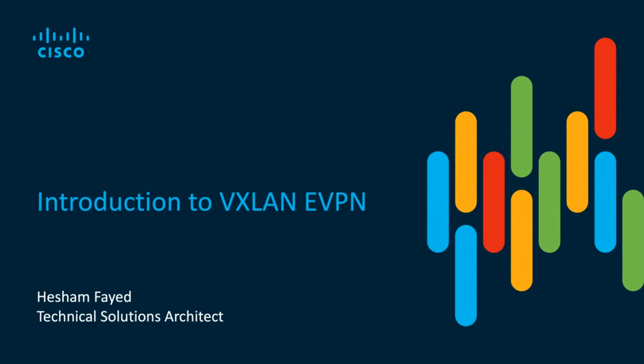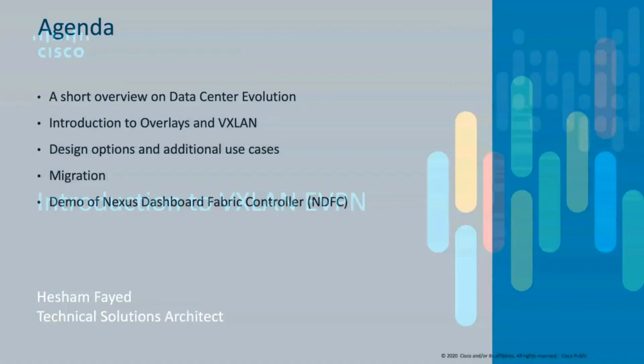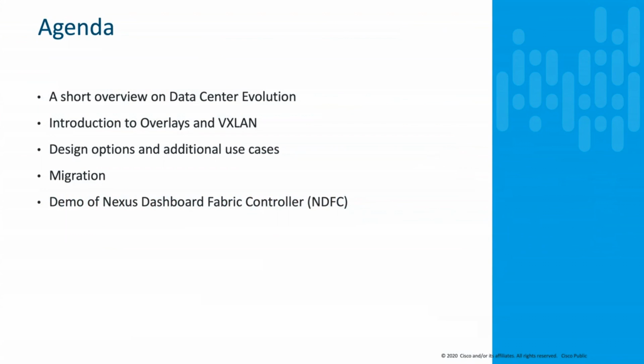No, thank you, Robert. So we'll start the session so we save time. Basically the agenda for today is that we will go through a short overview of the DC evolution, like what type of networks available. I'm assuming if you don't have VxLAN EVPN running, most probably you will have one of these in your DC already. Then we'll go through an introduction on overlay and VxLAN in general.